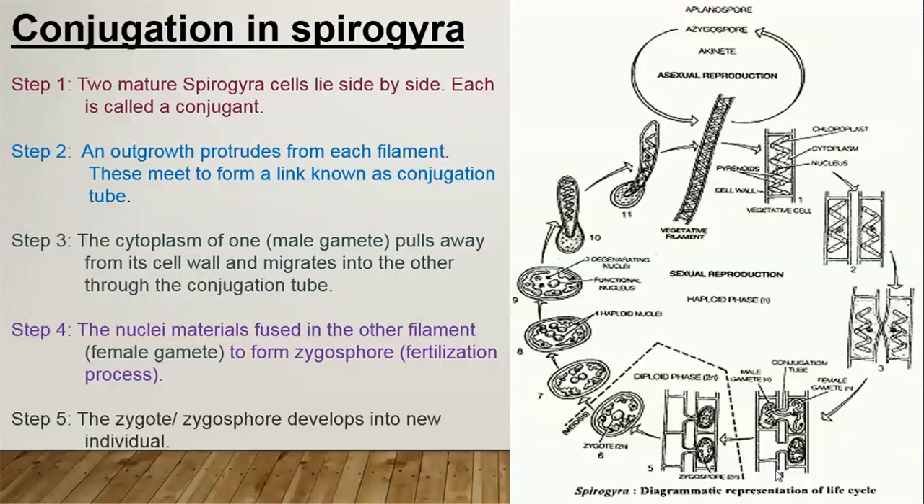Alright, now step 5 here, the zygote develops into a new individual. You can see the development gradually from 6 to 10 to 11. Now, at number 11 in this image, the filament is completely formed, a new one.